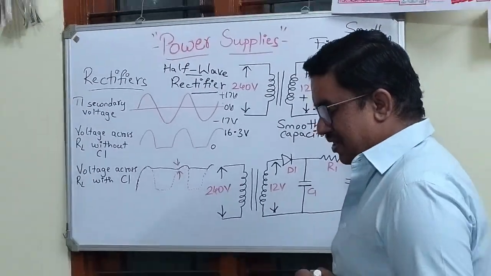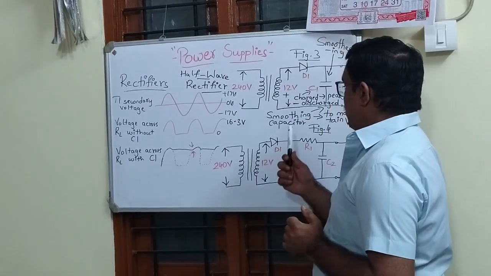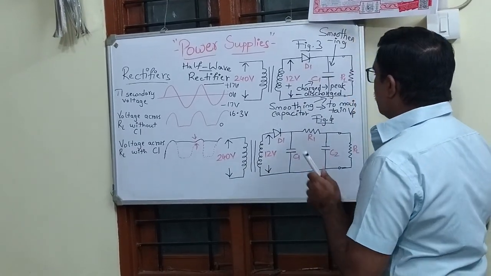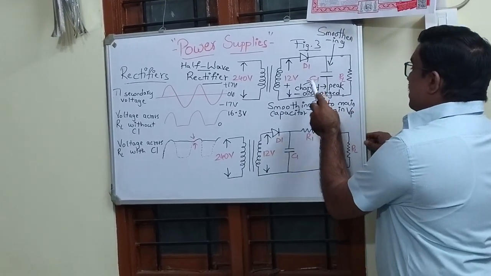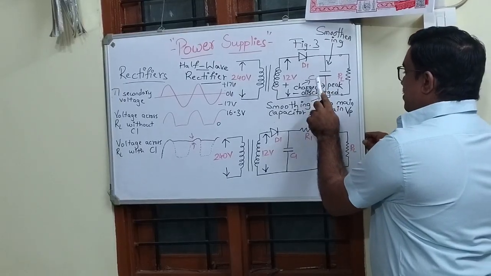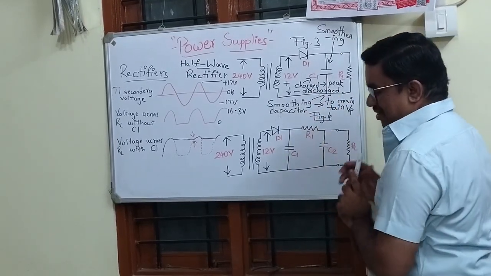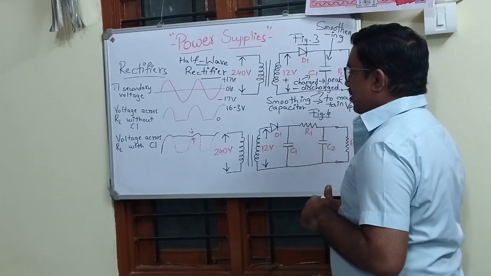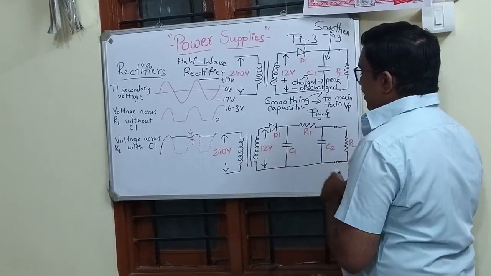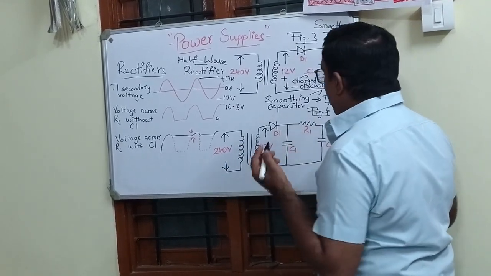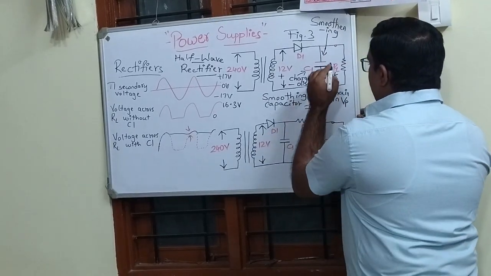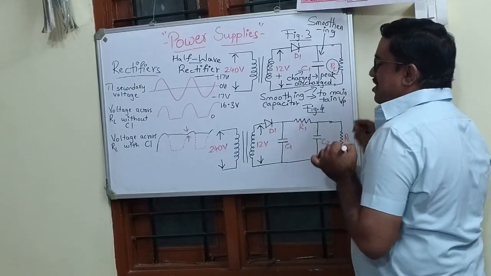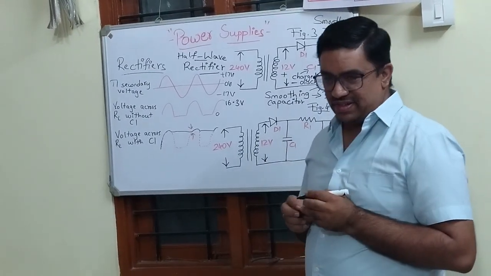So in the negative half cycle, the time constant would be the product of the capacitor C1 and the load resistor R. Okay, so that would be this one. But the reason the discharge time is more is because of the value of RL, which is normally higher.